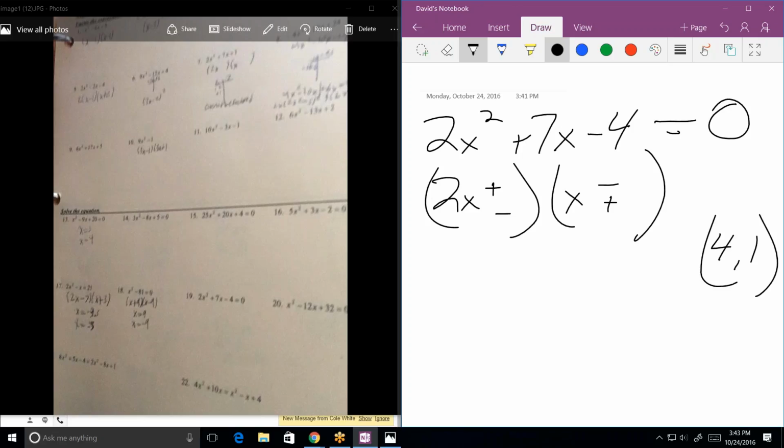Where's the 4 go? Where's the 1 go? 4 goes with the x, the 1 goes with the 2x. And the 4 goes with the plus sign. The 1 goes there, and of course that gives you minus x and plus 8x, which gives you 7x.